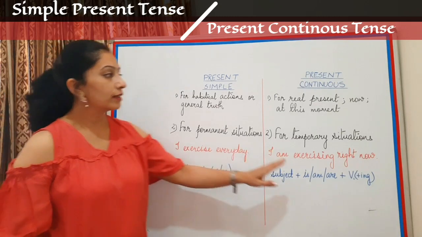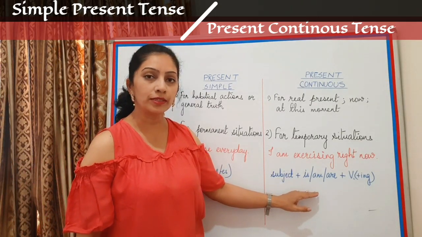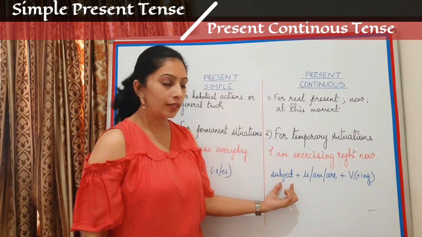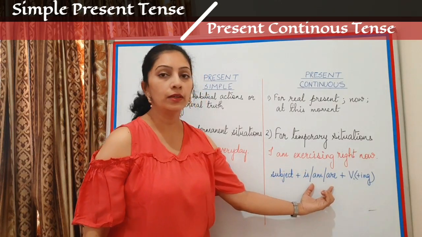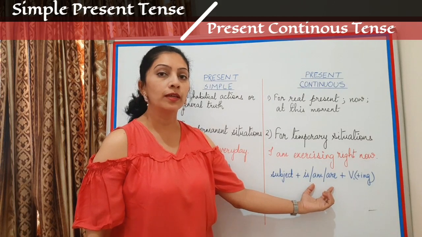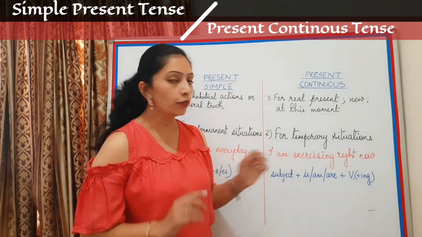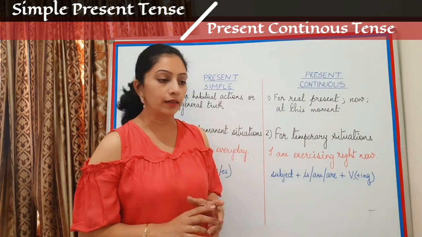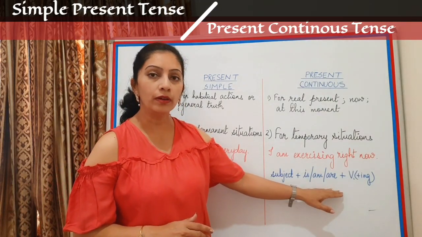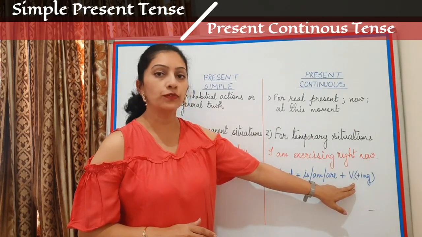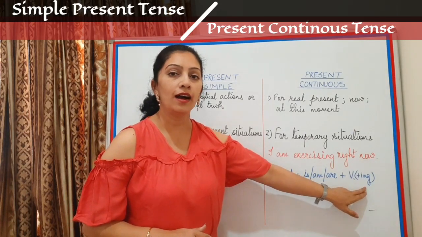But come here, look at the present continuous format, and you'll see that you have a subject and then you have auxiliary verb forms of be in the present tense. Now forms of be in the present tense is am or are, and then followed by the first form of the verb with ing.